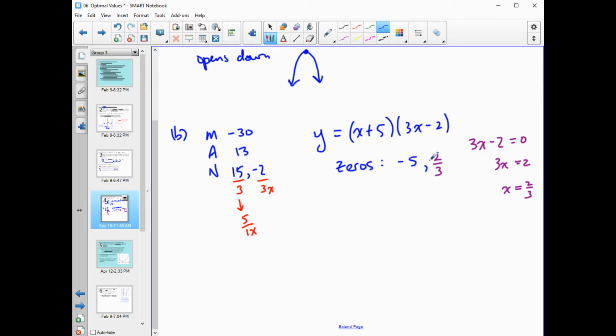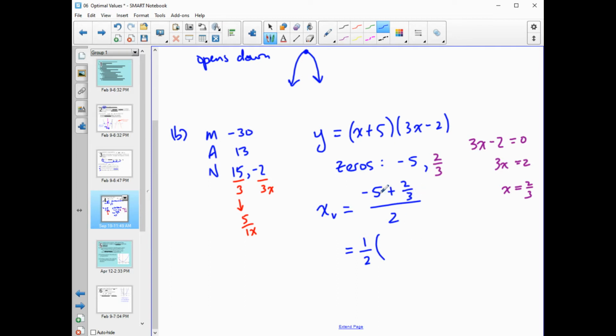Now I'm going to make use of the idea that the zeros are symmetric around the axis of symmetry. And the axis of symmetry represents the x-coordinate of the vertex. So I can actually just add those two zeros together. So it's going to be -5 plus 2/3, and then I find the midpoint, which is divide that by 2. This divide by 2, I'm actually going to put out in front as a multiply by 1/2 because I'm dealing with fractions.